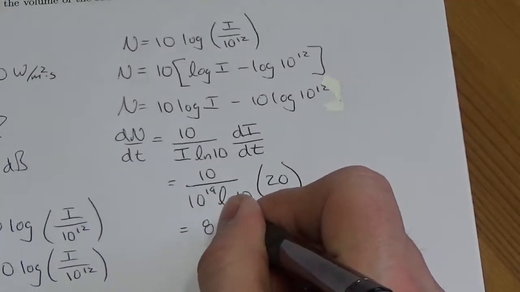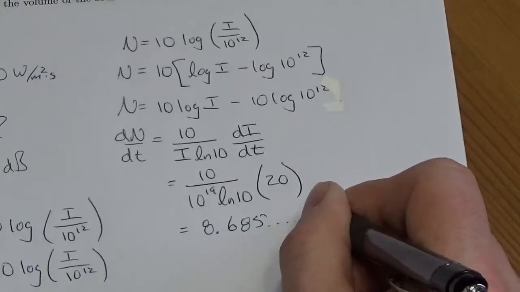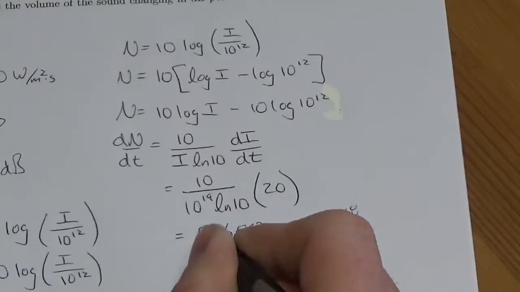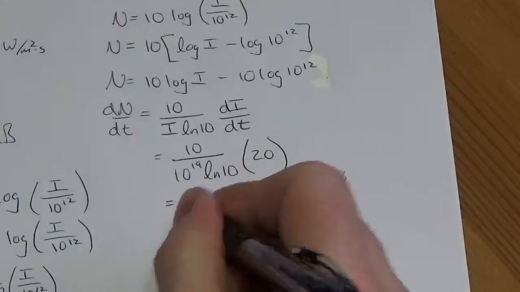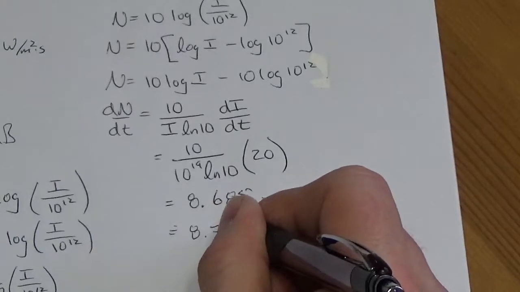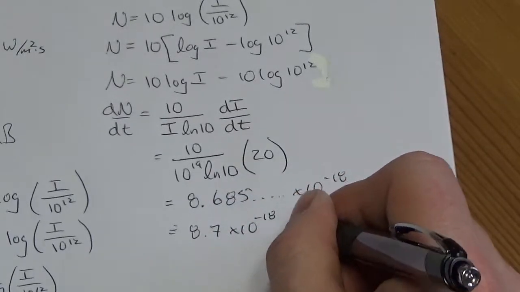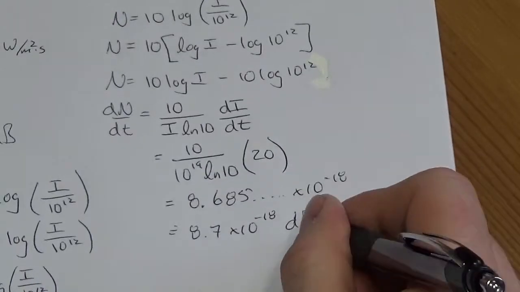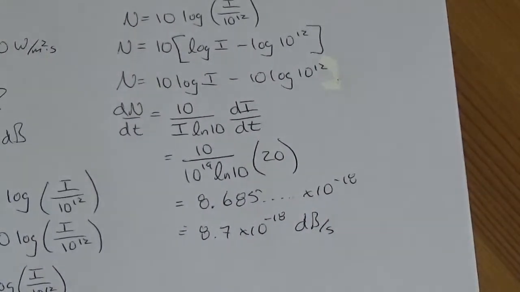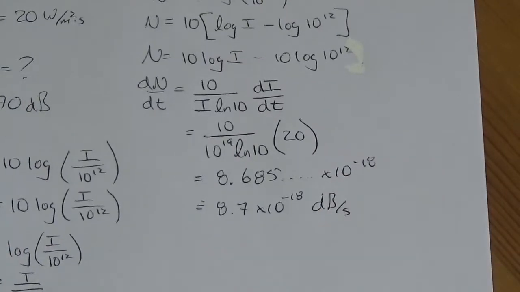This is 8.685 and so on and so forth times 10 to the negative 18. So what we've got here is, really, just write this out, approximately 7 times 10 to the negative 18 decibels per second. All right. So it's increasing in sound, but not by a whole lot. There you go.